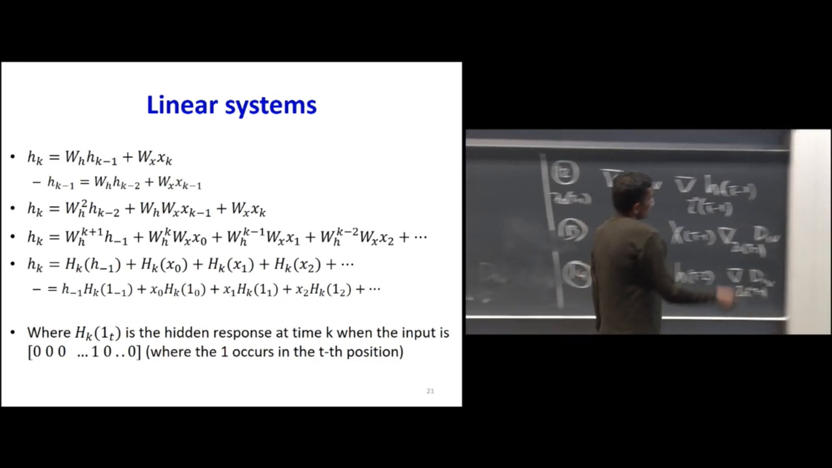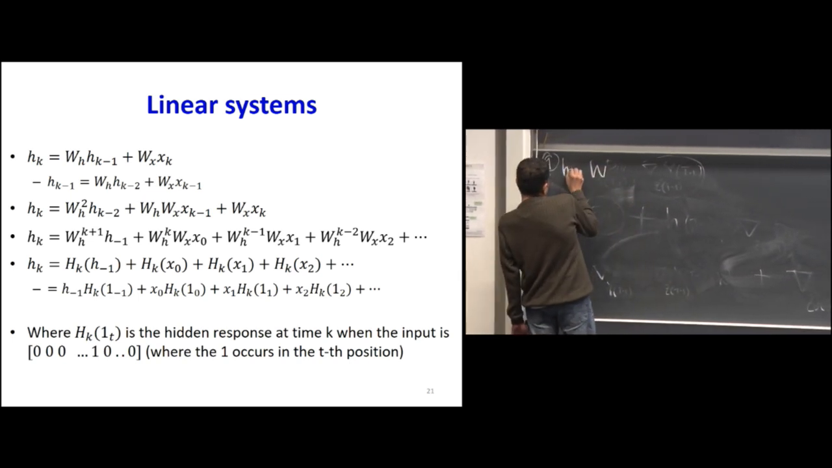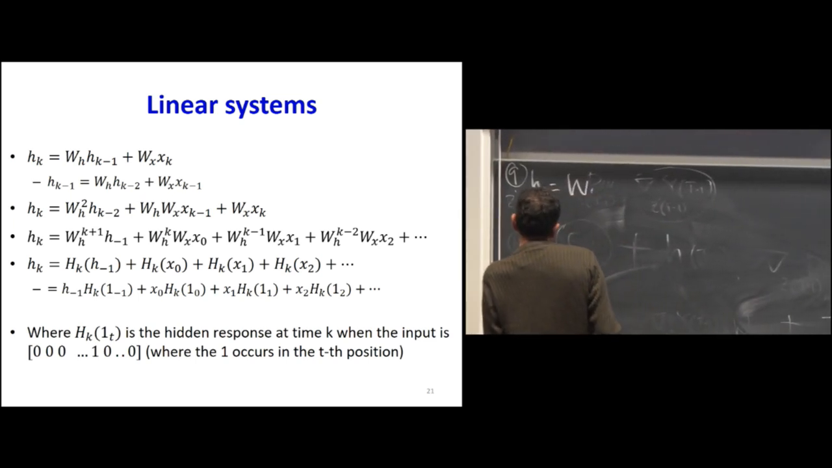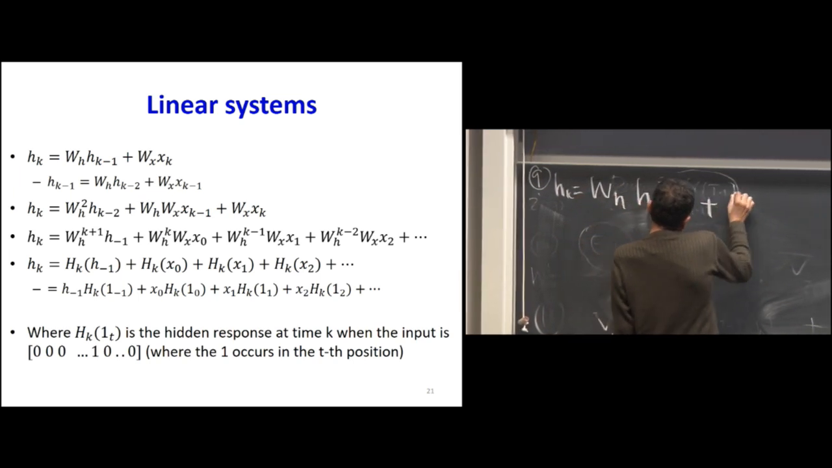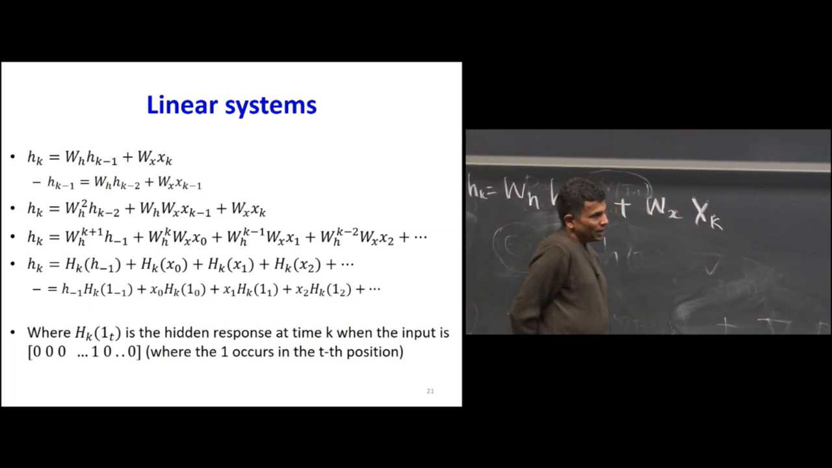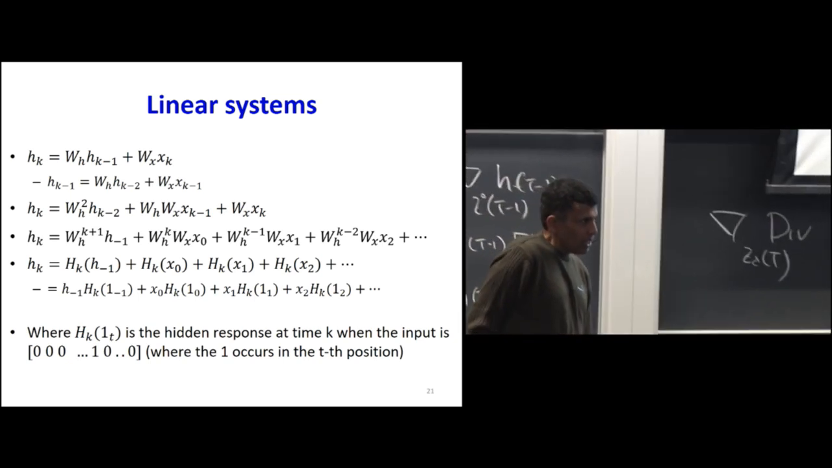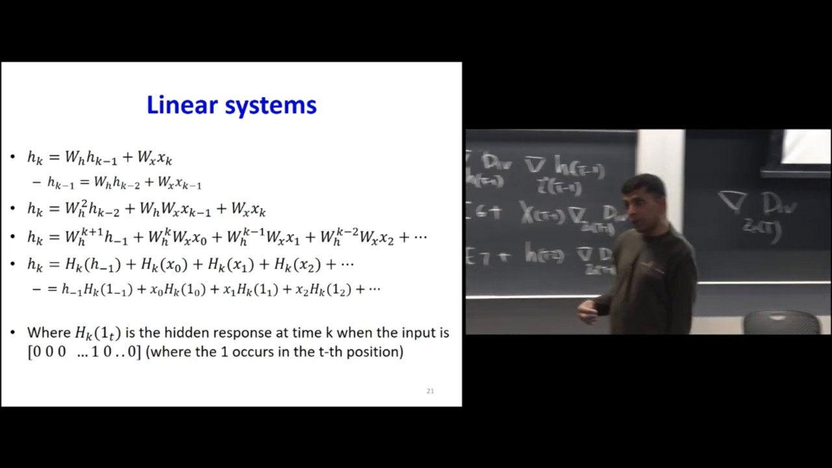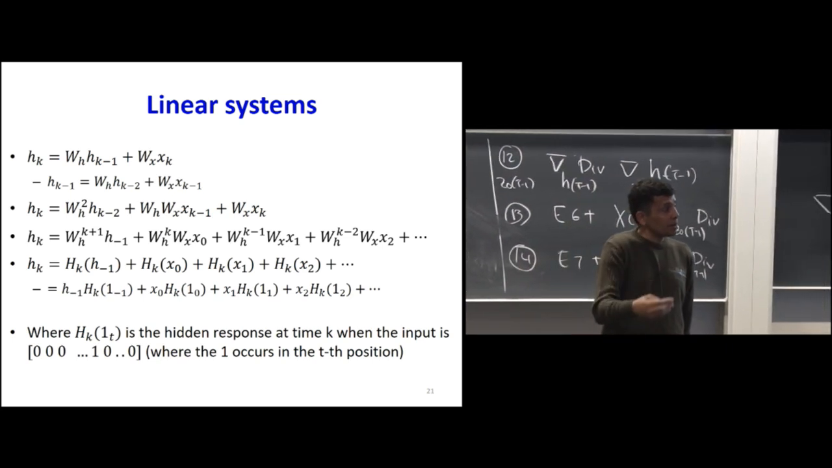So the basic structure we had was this on top, right? h_k equals W_h h_{k-1} plus W_x x_k, where k represents time, okay? Now, I can write the hidden activation at time k in terms of the hidden activation at time k minus 1 and the input at time k, right? Can I write this in terms of the hidden activation at time k minus 2?